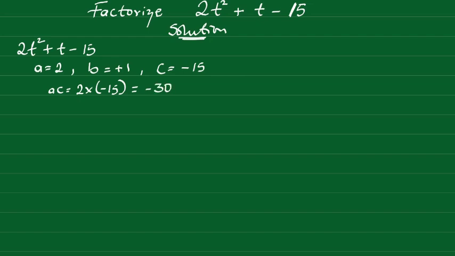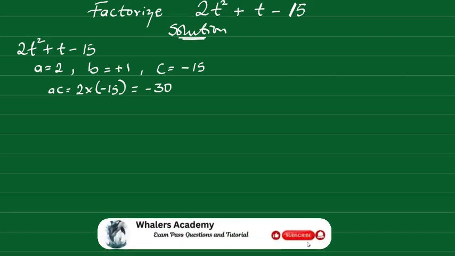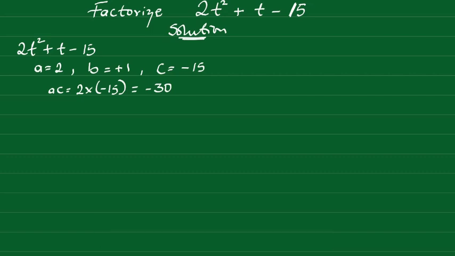Now, the factors of minus 30, our value for ac, that give us b when added are plus 6 and minus 5, because 6 times minus 5 gives us minus 30, and plus 6 minus 5 gives us plus 1, which is our value for b. Therefore, having this at the back of our mind, we copy out our expression again.